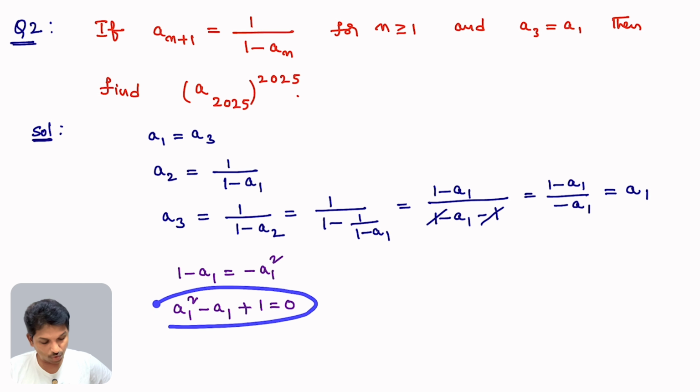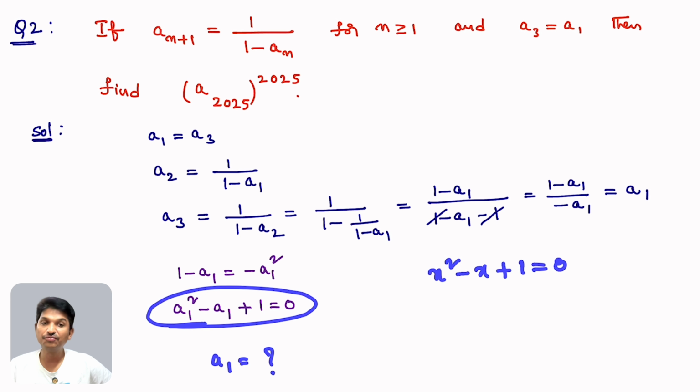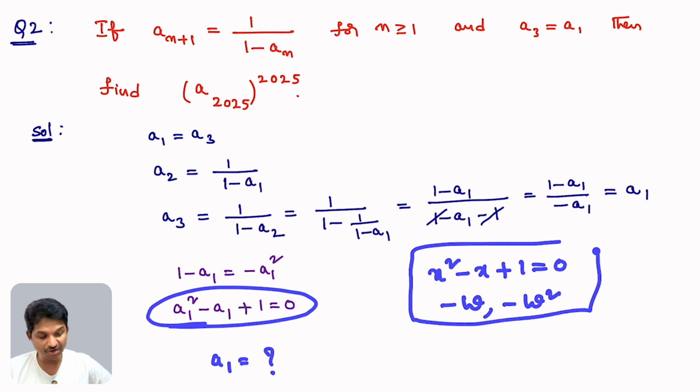You see, it is a quadratic equation. If we solve this, you will get the value of a1. Two values you will get. You know, x square minus x plus 1 equal to 0. For this quadratic equation, what are the roots? The roots are minus omega and minus omega square. From the complex numbers chapter, you need to know this. Or else, at least from now onwards, you need to know this.